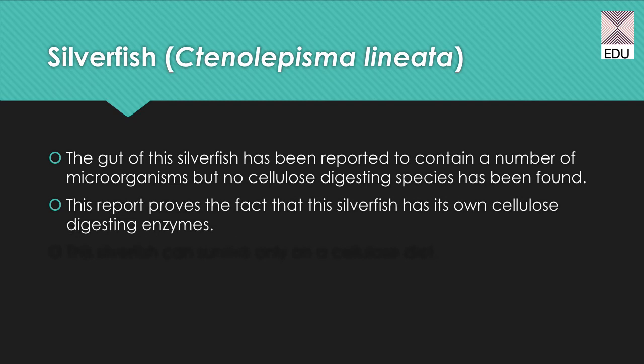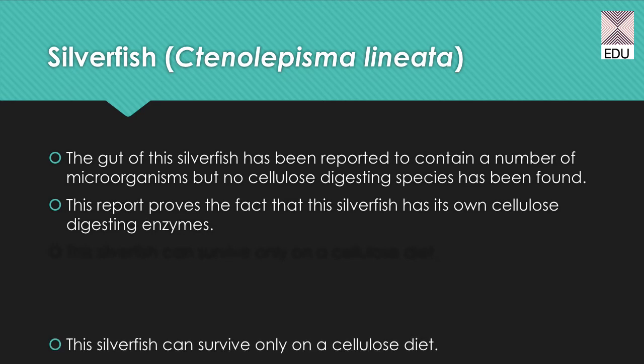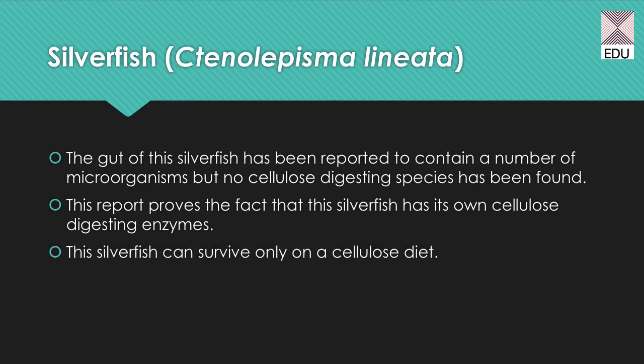So this report proves the fact that the silverfish has its own cellulose digesting enzymes. This is a very important point to note, that silverfish may digest cellulose on their own, and they are not dependent upon the microorganisms for the production of cellulase enzyme. Now silverfish can survive only on a cellulose diet. They should feed on a cellulose diet, otherwise they will not survive.